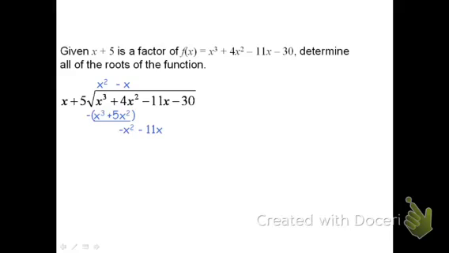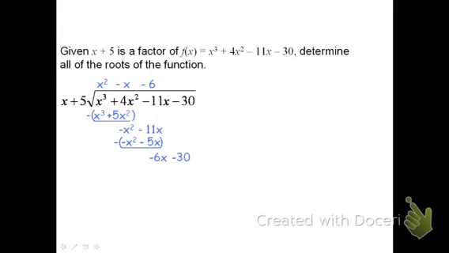I know that x times negative x would be negative x squared, so that's the next piece of the quotient. Multiply the negative x times the quantity x plus 5, and you get negative x squared minus 5x. Wrap these in parentheses and subtract. This becomes negative x squared plus x squared, and negative 11x plus 5x. Negative x squared plus x squared cancels, and the negative 11x plus 5x becomes negative 6x. Bring down the next term, and start again.